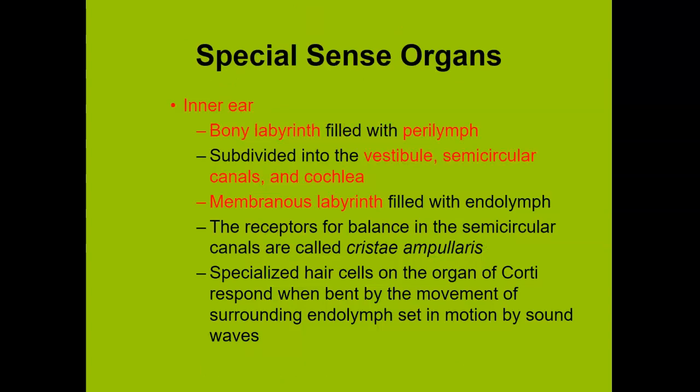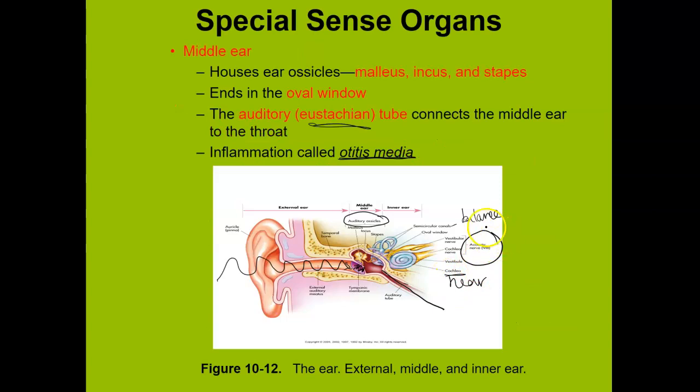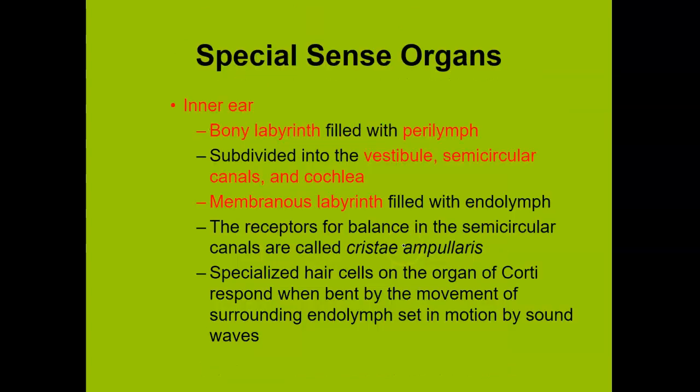So let's talk about the inner ear. Remember, this is the inner ear right here, okay? Hearing and balance. The bony labyrinth itself, which we'll see in a minute, is filled with a fluid called perilymph. And perilymph has lots of sodium ions in it. It has lots of salts in it. The bony labyrinth is separated into the vestibule, semicircular canals, and the cochlea. The membranous labyrinth, on the other hand, has another fluid called endolymph. Again, another salty fluid, okay?